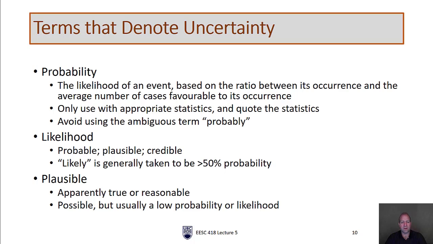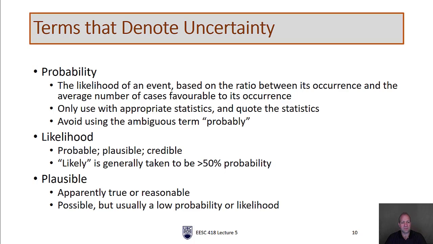And the key point here is that this is related to a number that we would derive usually using statistics. So use only with appropriate statistics and quote the statistics. So if we say there's a probability of something, we should be able to say what that probability is, as well as how we derive that probability.